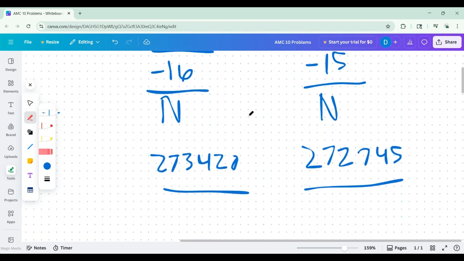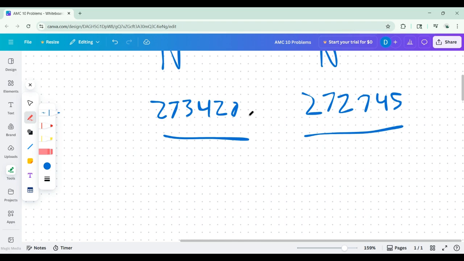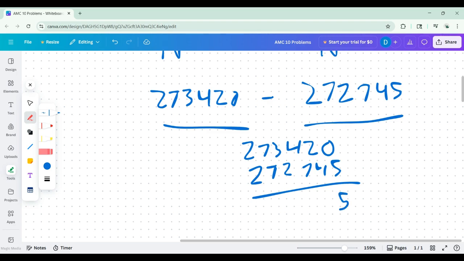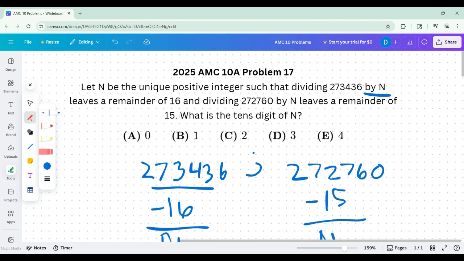So we can do a little bit of testing here. If we subtract the larger number by the second largest number, or the smaller number, we can get a positive number. So we have 273,420 on the top, 272,745 on the bottom. And then we get, I believe, 675 as our result. So what does this show us?